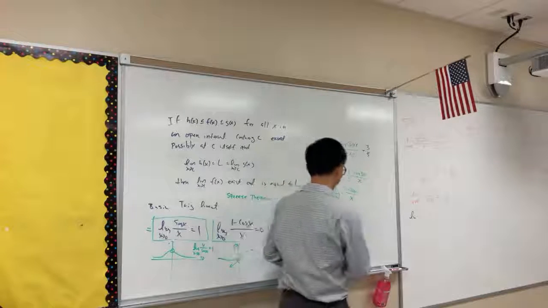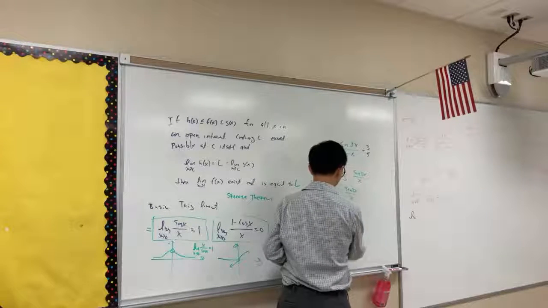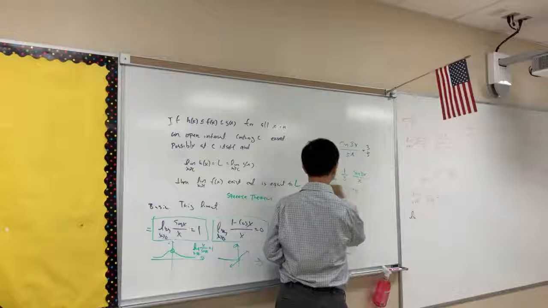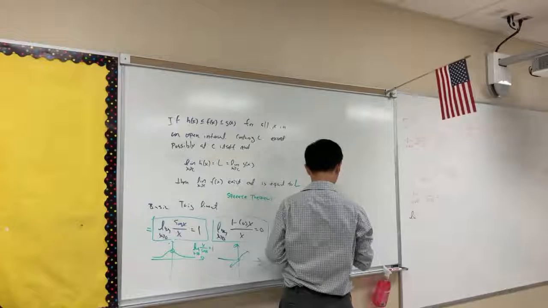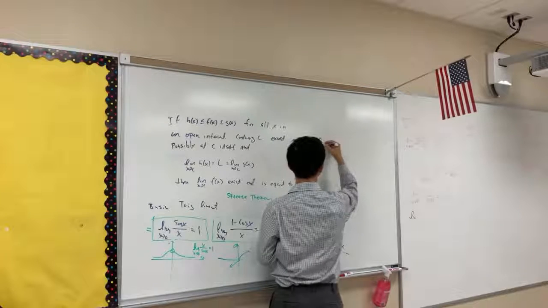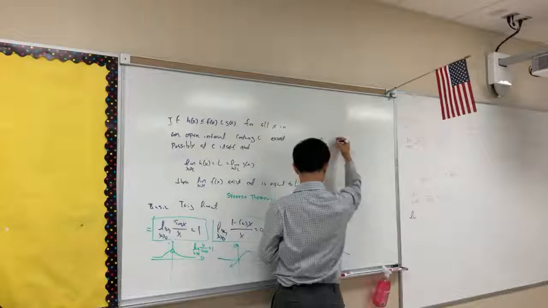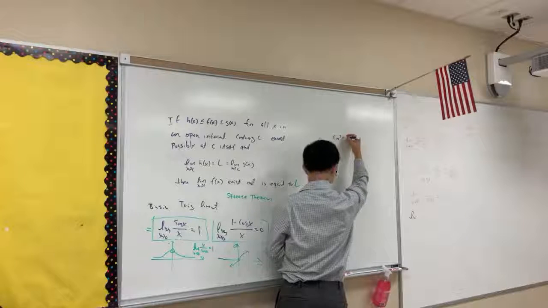I feel like it's wrong though. What's your answer? I separated it and then made sine 3x over x. I ended up getting 1 over 3.